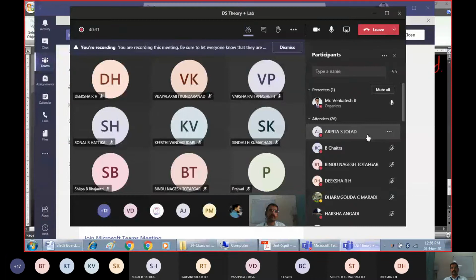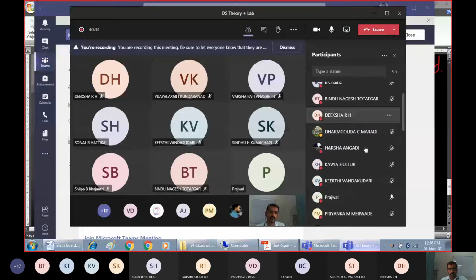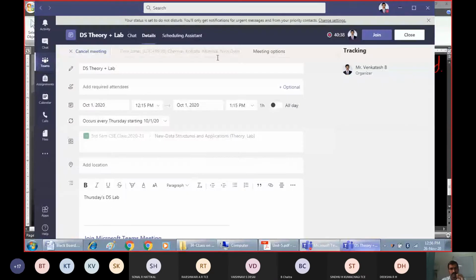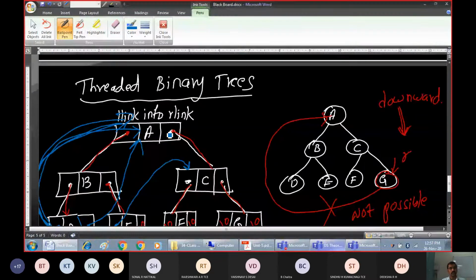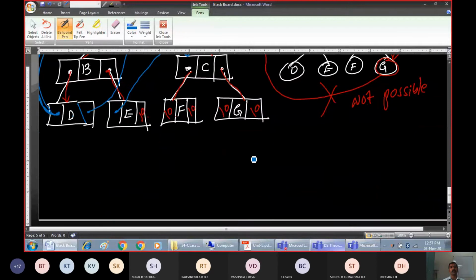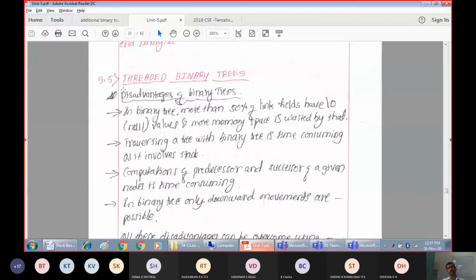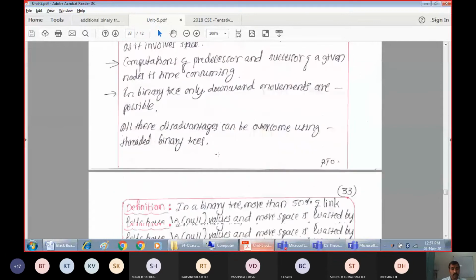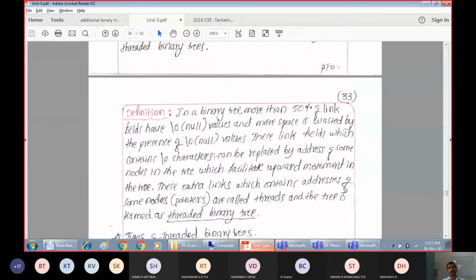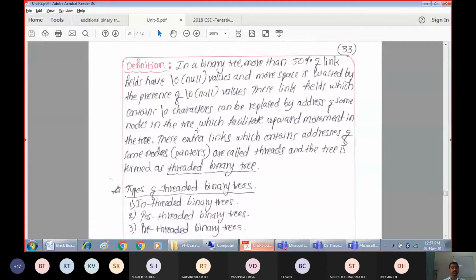We have studied threads, and the tree which contains such threads is called a threaded binary tree. So threads and threaded binary trees are known to us. Now let us go back to this scenario. This is the disadvantage I have discussed, the disadvantages of original trees, and to overcome that we can make use of threads. Now let us study the definition, which I have also explained.